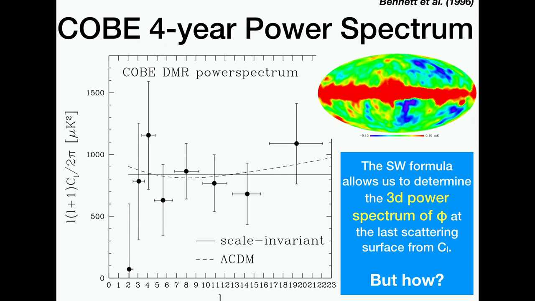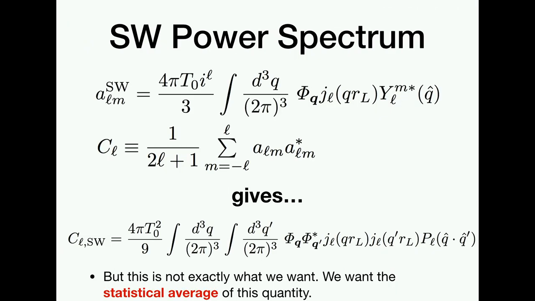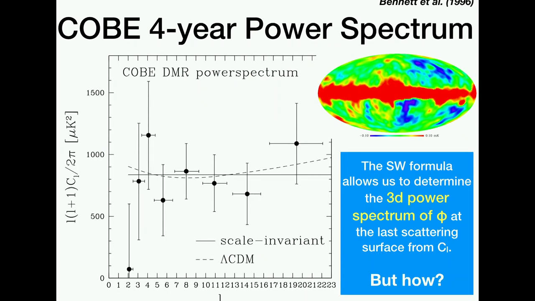So these measurements should be related to the three-dimensional power of the gravitational potential phi at the last scattering. So let's figure out the relationship. But it's consistent with scale invariant. Yeah. There's no obvious scale dependence. Yeah? It doesn't go like that. It doesn't go like that.